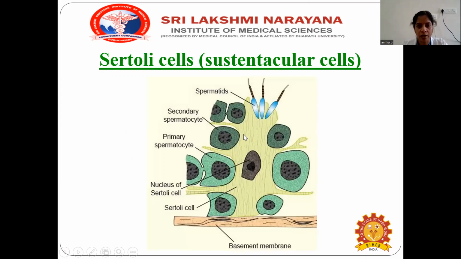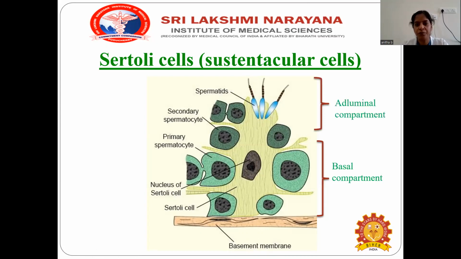They are irregular because they have lateral processes. You can see the extensions. They are named lateral processes. They are tall cells, starting from basal lamina to the lumen. They are irregular because of the presence of lateral processes. Because of the lateral processes, two compartments are formed.